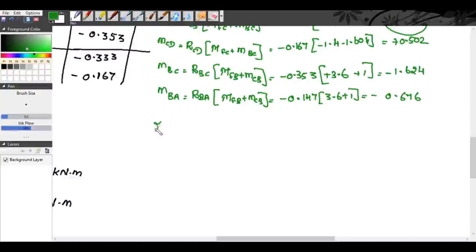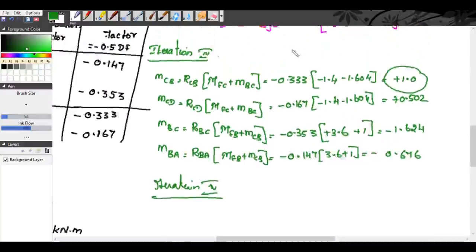Similarly, we will do iteration 4 and iteration 5. So you can solve it similarly. Okay, continue, proceed with the same procedure.